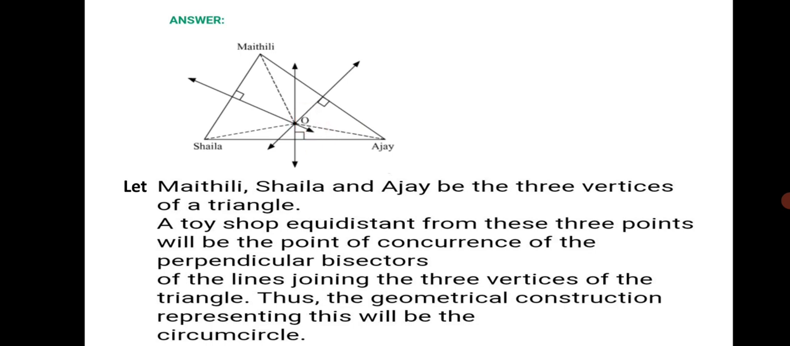So if you draw perpendicular bisectors of each side, then you will get the point of concurrence. So a toy shop equidistant from these 3 points will be the point of concurrence of the perpendicular bisectors of the lines joining the 3 vertices of the triangle. So thus the geometrical construction representing this will be the circumcircle. So this is how we can answer this question.